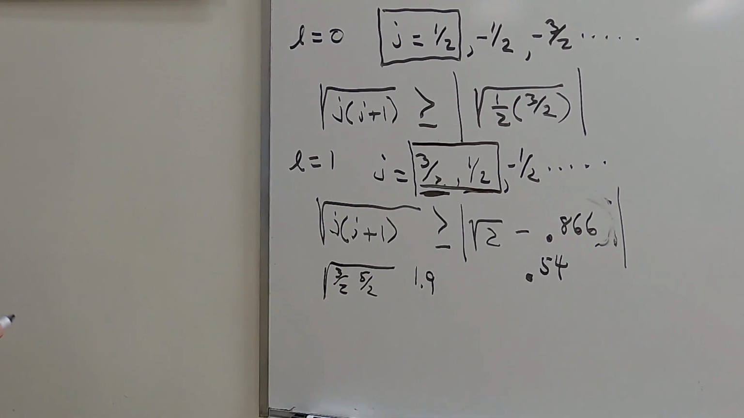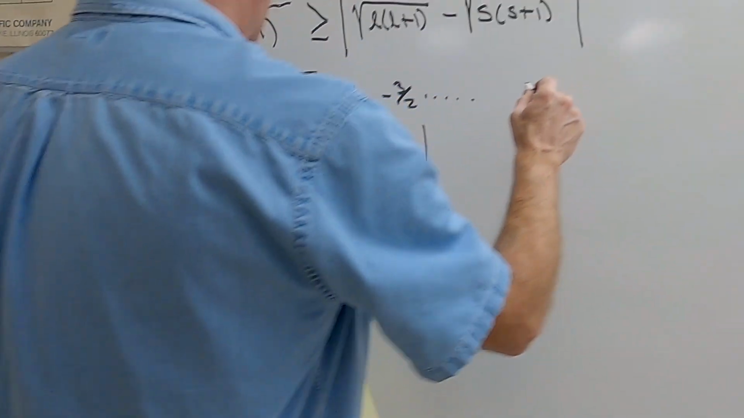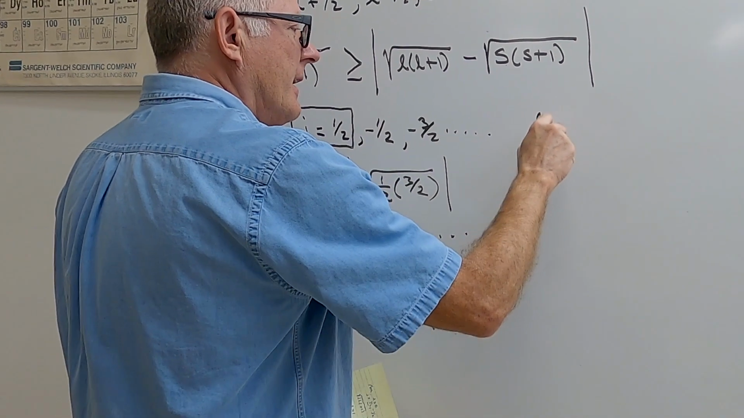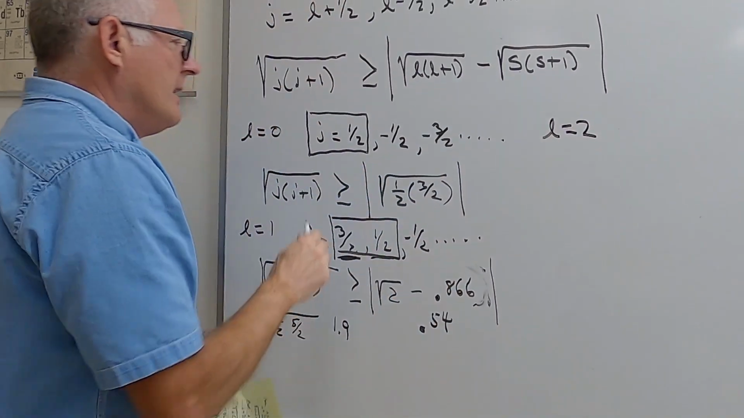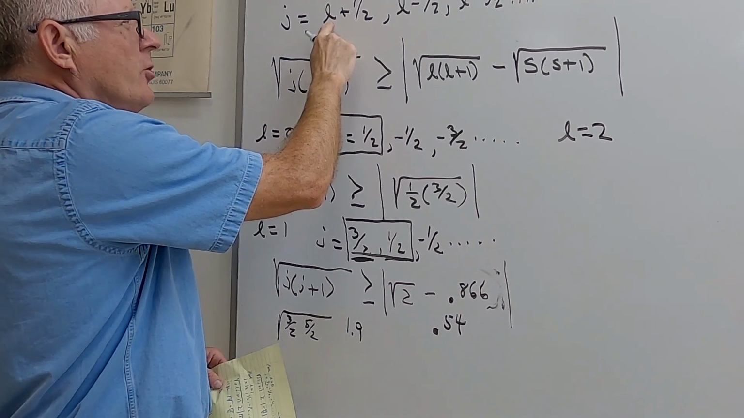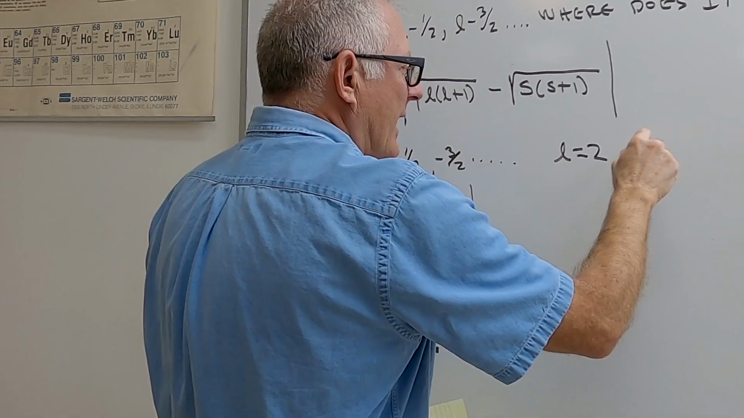What about L equal to 2? Let's just go over here. L equals 2. That means J can be 2 plus 1/2. That's 5/2.